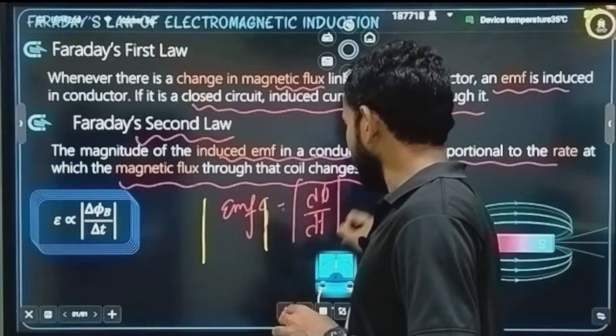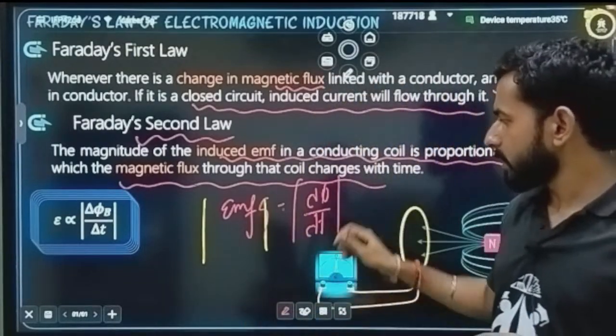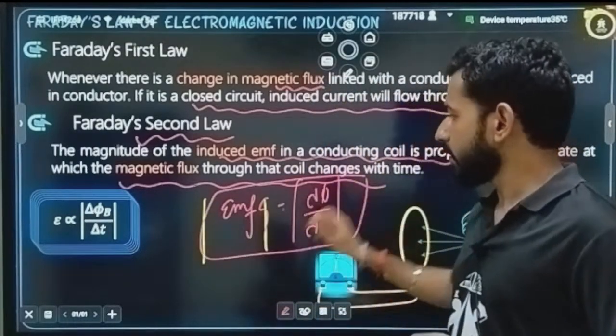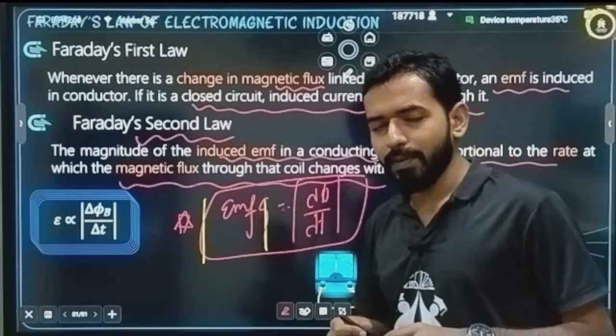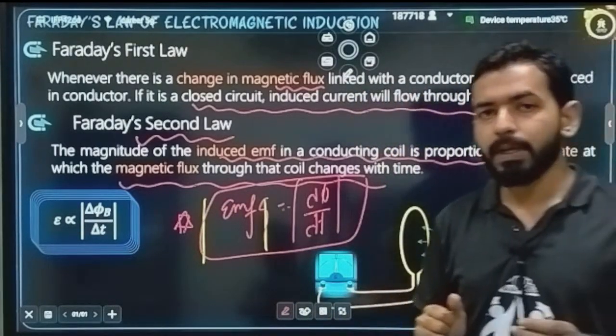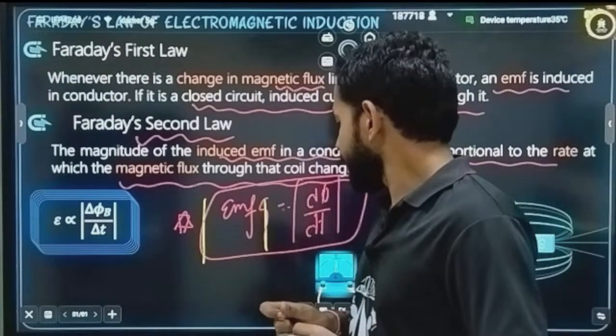What is this d phi by dt? Rate of change of flux. EMF was defined as d phi by dt, and this is a very important result. Actually, there is a negative sign as well. I will tell you why that negative sign is coming by understanding Lenz's law.